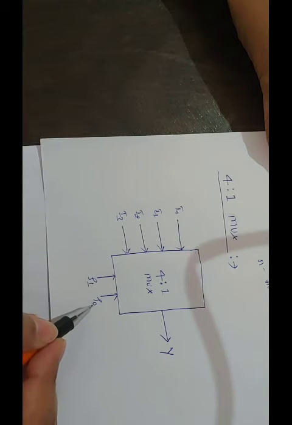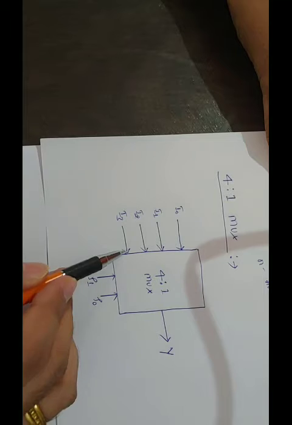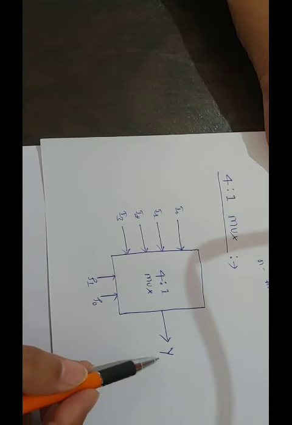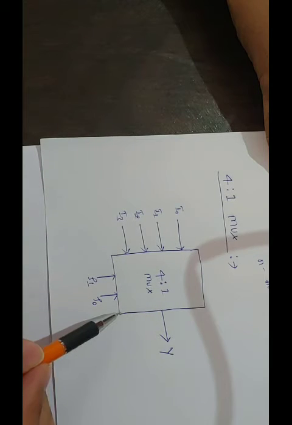Similarly, when your S0 and S1 lines are both 1, 1, its value is 1, 1, so the I3 line is selected. Whatever data is in the I3 line has been transferred to the output Y. So this is how the 4:1 mux functions.